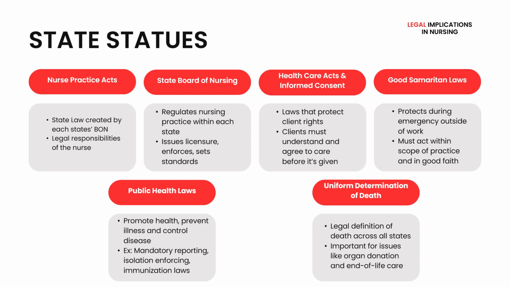Good Samaritan laws help protect you as a nurse if an emergency happens outside of work. You must act within your scope of practice as a nurse and in good faith when you're out in the community. Then public health laws help promote health, prevent illness, and control diseases within the public. It's more on the community side, but in the hospital you also need to report certain outbreaks. So again, this is mandatory reporting, isolation enforcement, and immunization laws.